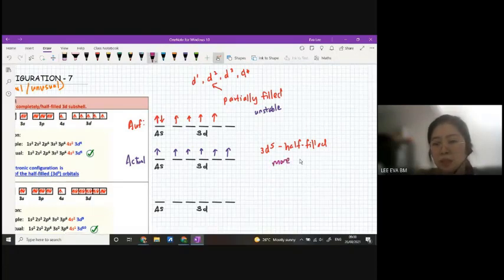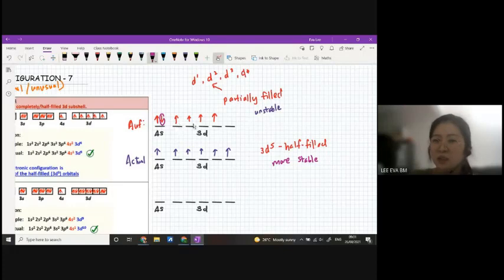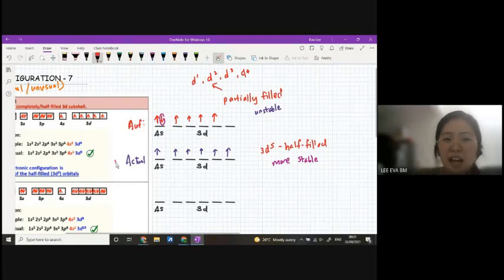Okay, more stable. So you will compare for chromium, we will prefer to have all half-filled orbitals compared to the partially filled orbital. So kalau mungkin ada soalan, madam, kenapa 4s dia kena ubah? So if you remember, you look at the 4s. If both are filled, this one completely filled is stable. But when you move one of the electrons to the next empty orbital, it becomes half-filled, also stable. Okay, only the partially filled orbital is unstable. That means 3d1, 2, 3, 4, partially filled, unstable. So in this case, we will prefer to have the halfly filled 3d orbitals, which is the actual one.